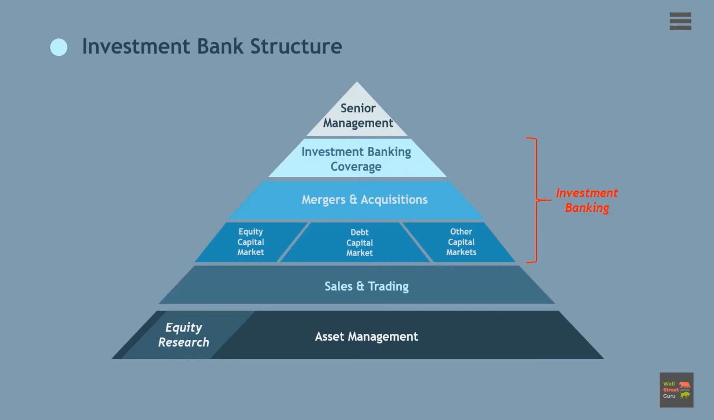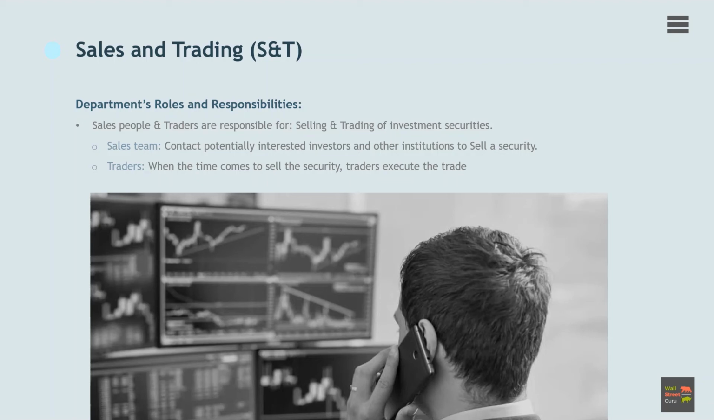Sales and trading. The sales and trading department is outside of the investment banking department. Salespeople and traders are responsible for the selling and trading of investment securities. So, for example, if a client was in fact interested in raising equity as per the advice of the equity capital markets managing director, the sales and trading team would be responsible for the execution of said security. The sales process begins with calling potentially interested investors and other institutions about securities, such as hedge funds and mutual funds. When the time comes to sell the equity, trading begins.